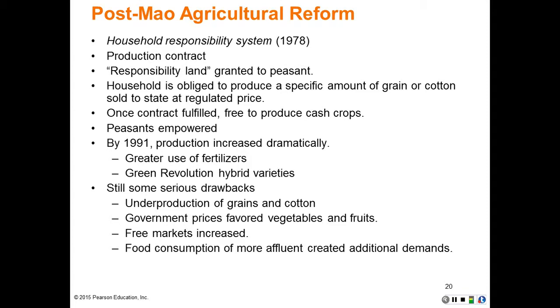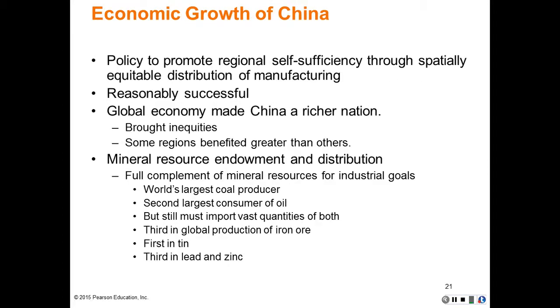And of course, this made the peasants feel empowered. By 1991, production increased dramatically due to greater use of fertilizers and Green Revolution hybrid varieties, but there are still some drawbacks. There's underproduction of grains and cotton. Government prices favored vegetables and fruit, but the free markets increased. Food consumption of the more affluent created additional demands on those foods.